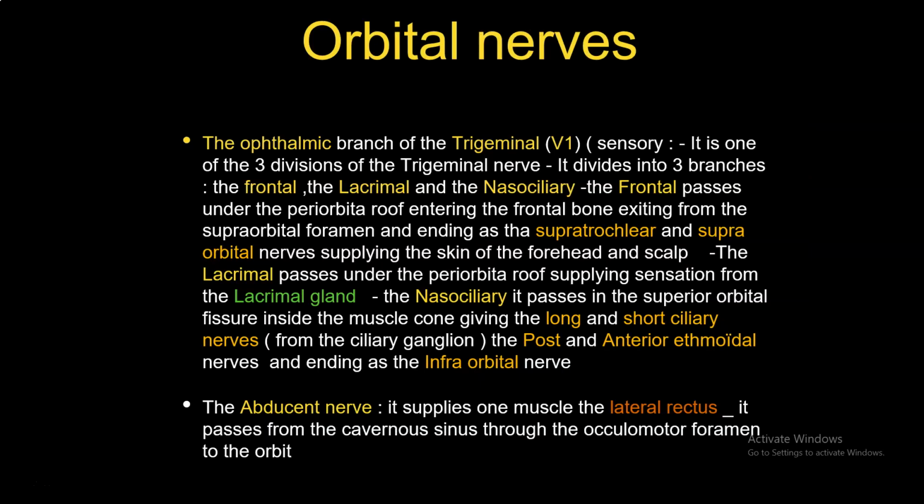Other orbital nerves: we talk about V1, the ophthalmic division of the trigeminal, purely sensory, one of the 3 divisions of the trigeminal, dividing into 3 branches: the frontal, the lacrimal, which we saw under the periorbita. This is sensation from the lacrimal gland. This is the supratrochlear and supraorbital nerves, supplying the skin of the forehead. And the 3rd one is deep, which is the nasociliary nerve, as we'll see now.